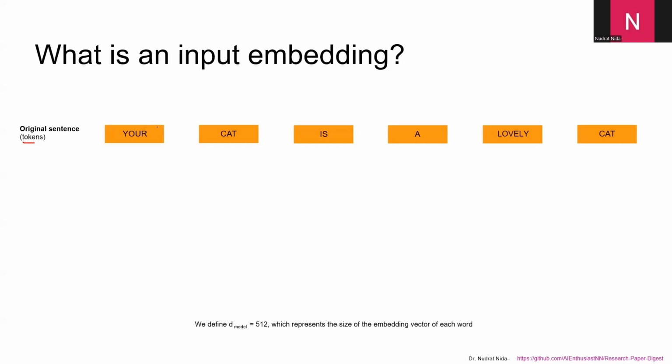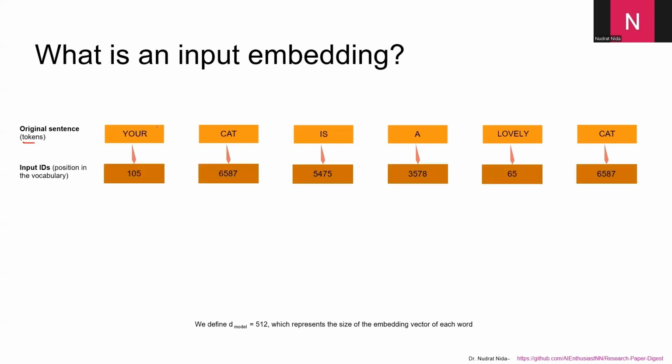So initially, we will tokenize the sentence, and each token is represented by an input ID, which is assigned in a vocabulary. So the English vocabulary has a fixed ID assigned to your, a fixed ID assigned to cat, a fixed ID assigned to S, and these IDs can be different for other languages. For example, the Chinese language has its own IDs for its words.